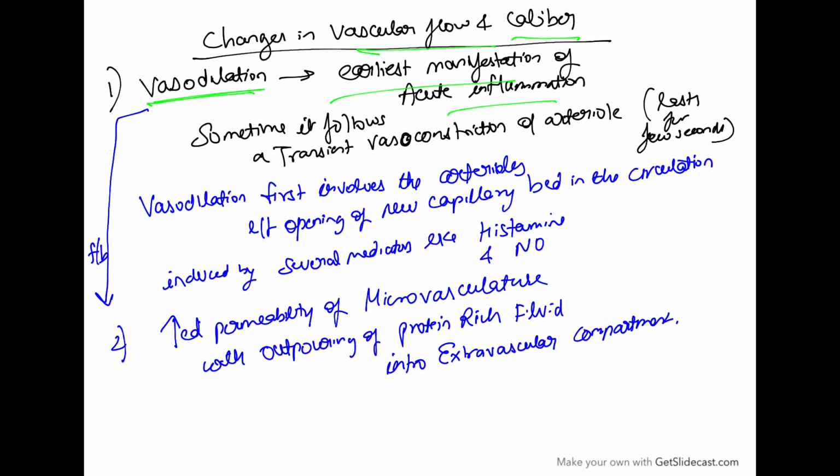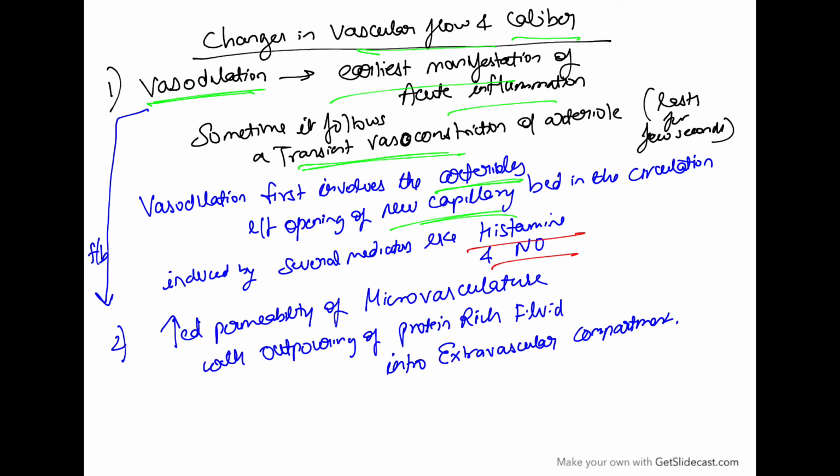Sometimes preceding vasodilation, we have a transient vasoconstriction of the arteriole which lasts for only a few seconds, and then it is followed by vasodilation. Now vasodilation first occurs in the arterioles and this leads to opening of new capillary beds in the circulation. Vasodilation is induced by several mediators like histamine and nitric oxide.